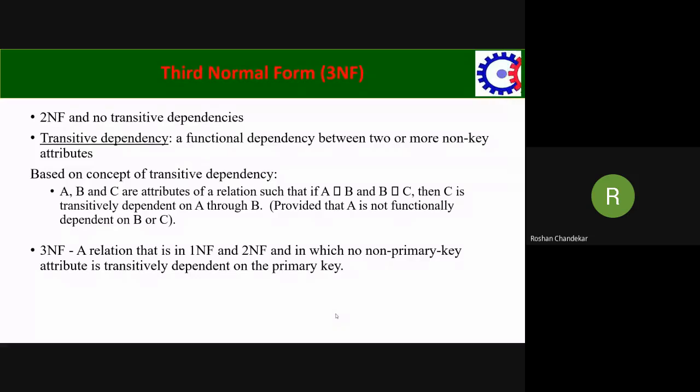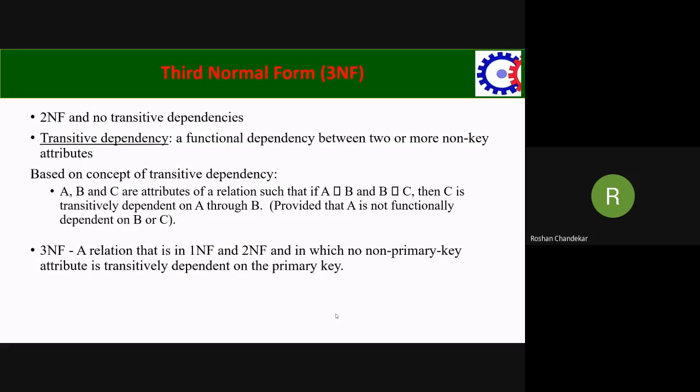Now, what is the basic concept of transitive dependency? Look at here. A, B, and C are the attributes of a relation. So we can have a relation R whose attributes are A, B, and C, such that if A is related with B and B is related with C, then C is transitively dependent on A through B.